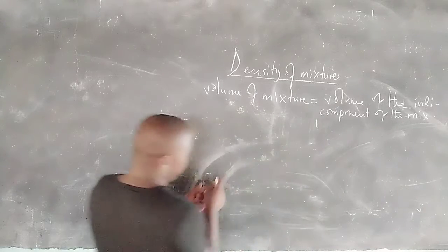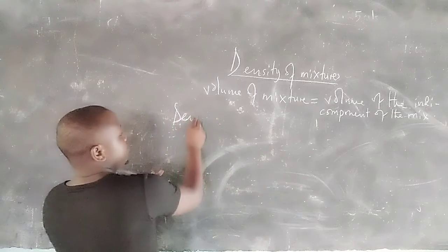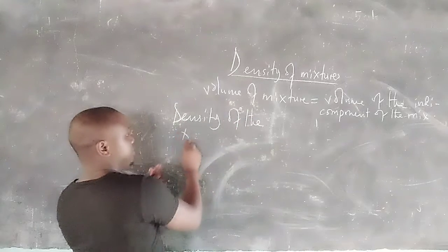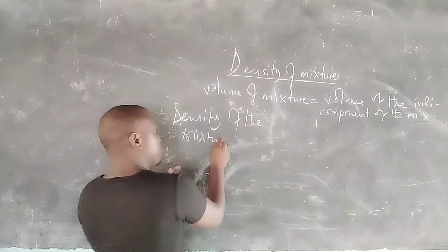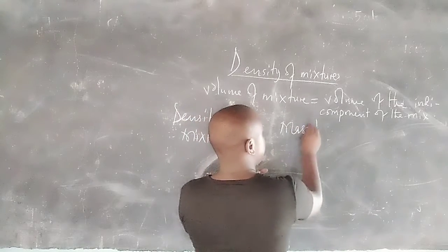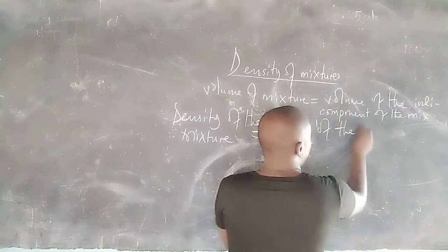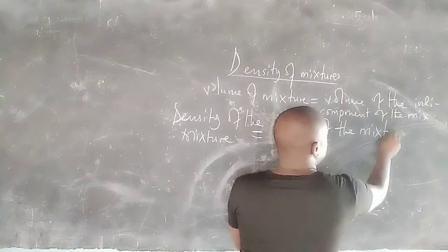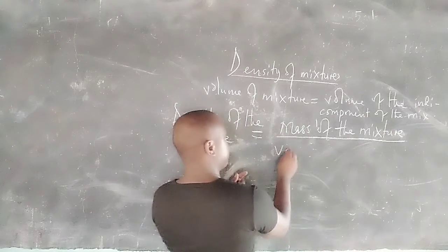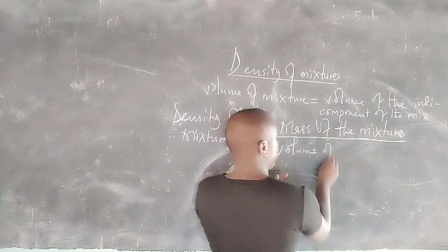Therefore, from the definition, the density of the mixture will be calculated by mass of the mixture divided by volume of the mixture.